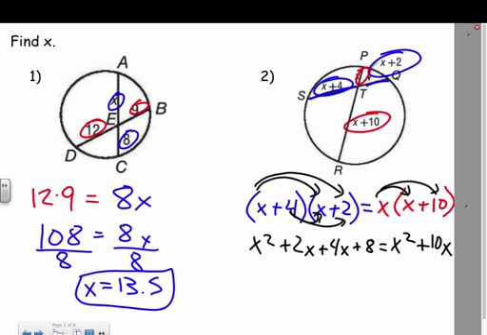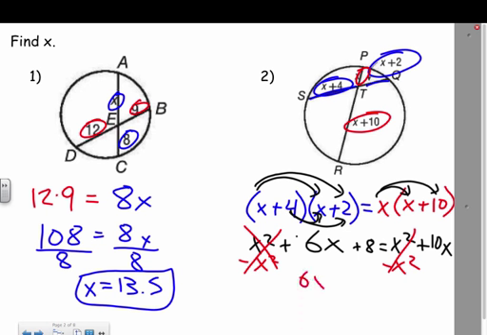And let's combine like terms if I can. If I look, I got a 2x and a 4x. So that leaves you with a 6x. So replace that guy. That's really a 6x. And now let's get our x squareds to one side. So if I subtract an x squared over here, I have to subtract one here. It just gets rid of them. So I'm just left with 6x plus 8 equals 10x.